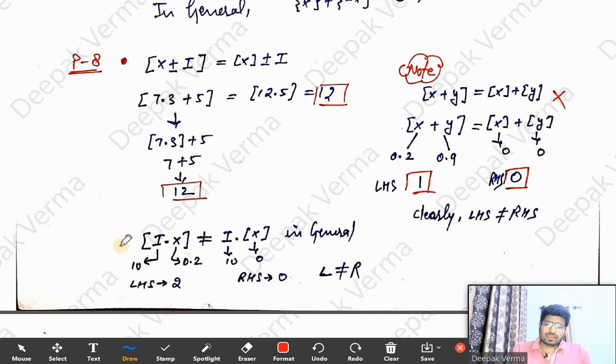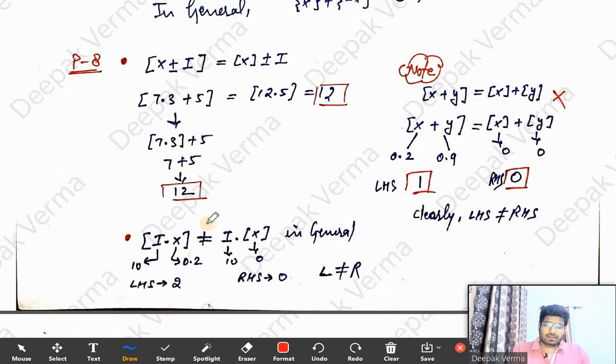Now if we have something like this, box of integer into x. In case of multiplication with an integer, we cannot take out the integer outside the box. So if we write integer into box x, then this will obviously be wrong. Why is it so? We can verify it. Let us take I equals 10. It is an integer. And let us take x equals anything, like 0.2. So 10 into 0.2 we get 2 and box of 2 is 2. So left hand side is equal to 2.